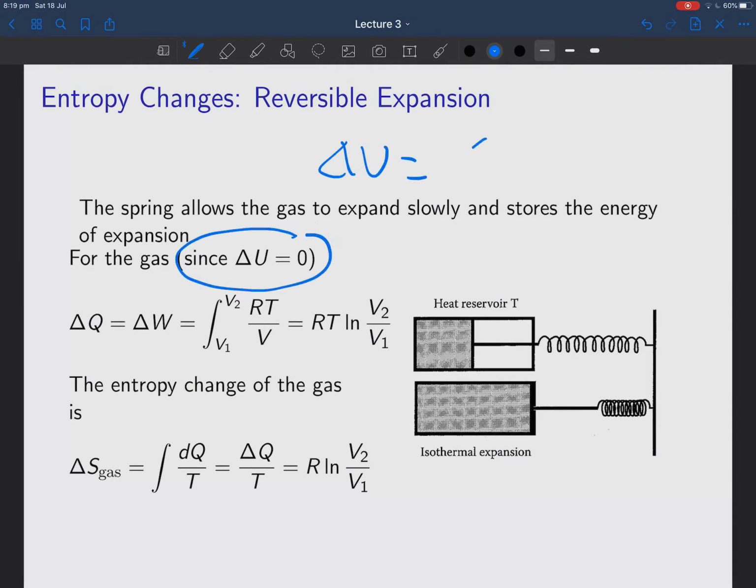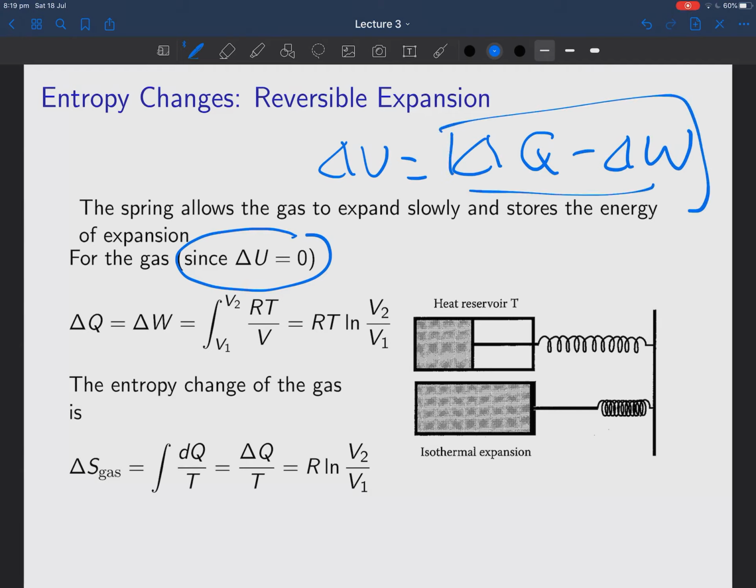Now, because we know dU is equal to 0, we know from the first law that the change in internal energy is the amount of heat absorbed minus the work done by the gas. Because dU equals 0, these two things must be equal. So we don't know what dQ is, but we can easily calculate dW.